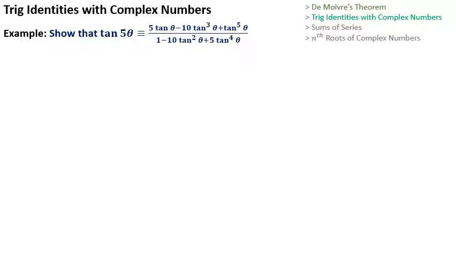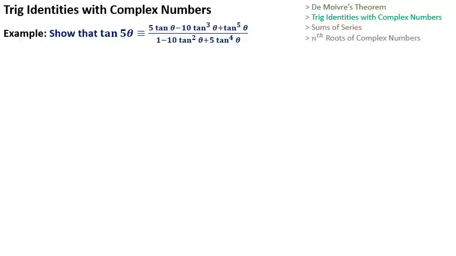This next example looks fiendish, but if we take a minute and look carefully at it, we'll be able to see some clues within it as to how we should proceed. On the left-hand side, we have a multiple angle term, tan 5 theta. And on the right-hand side, we've got something messy, admittedly, but it involves only powers of tan theta. Now, not getting hung up on the fact that it's tan at the moment, think about sine 5 theta or cos 5 theta. We can rewrite both of those in terms of powers of sine theta and cos theta.